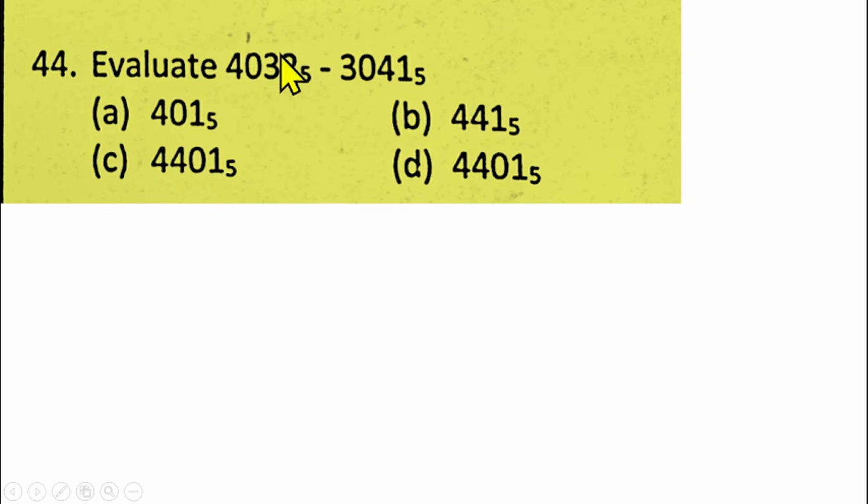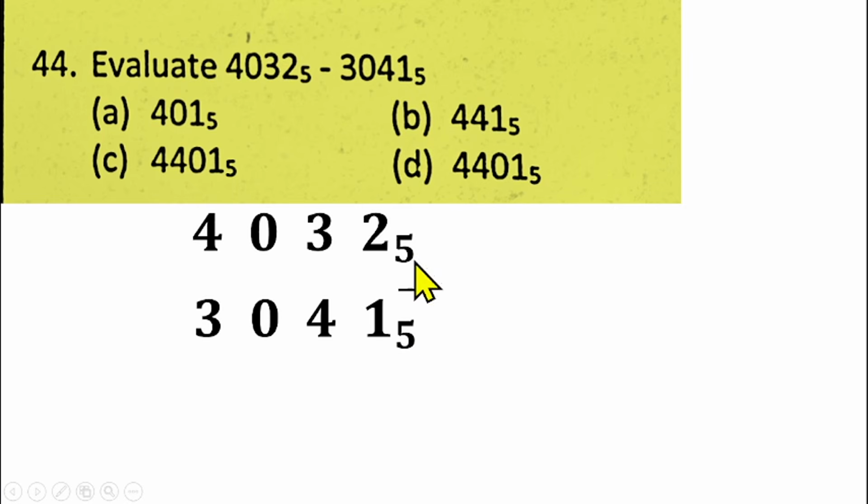Question number 44 is from number base also. You have to subtract this number from this number in base 5. You arrange it as well, then minus the other number like this. Then you subtract. 2 minus 1 is 1. 3 minus 4 is impossible. So you borrow, and whatever you borrow is going to be in this base, which is 5. So 5 plus 3 will give us 8. 8 minus 4 will give us 4. So you have 1 4.